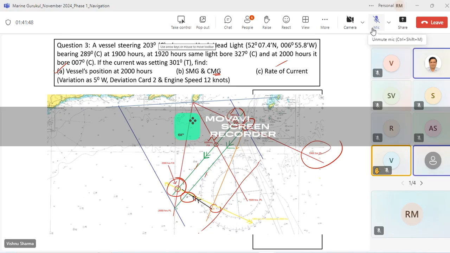To transfer a position line, you will transfer any point on the PL.